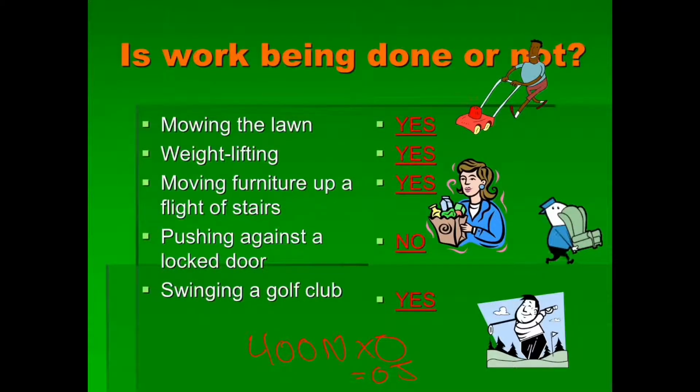If you're swinging a golf club, you are applying a force to the golf club and getting it to swing from point A to point B. So the only one from these examples in which no work was being done was pushing against a locked door. What to take away from this is, in order for work to be done, you have to be applying a force and the object has to move from one point to another. It can't stay in the same place.